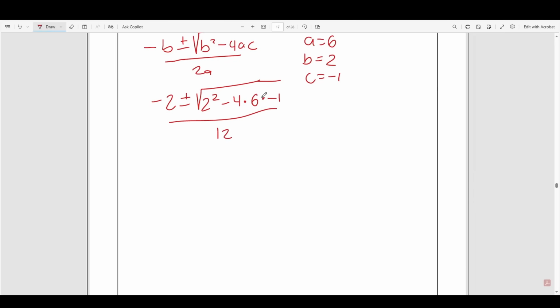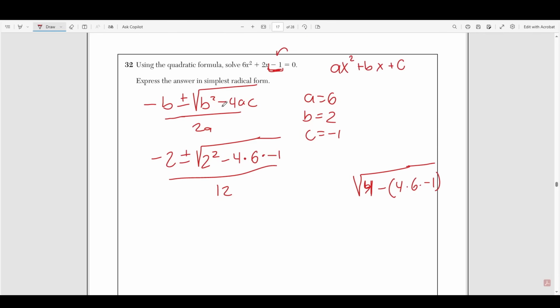So now let's evaluate whatever's going on inside of this radical. So I have 2 squared, which is actually 4, and I have that 4 minus 4 times 6 times -1. Now, whenever I write this out, I always like to put this 4ac inside of the parentheses. That way the signs don't confuse me. So I always want to multiply whatever's before the minus sign inside of a parentheses. It doesn't actually change the math. It just makes it a little bit clearer in my opinion.